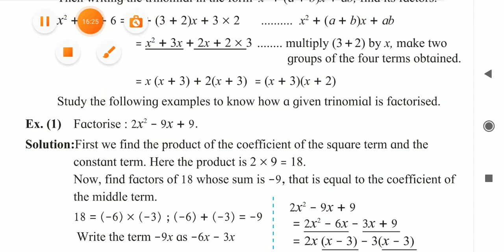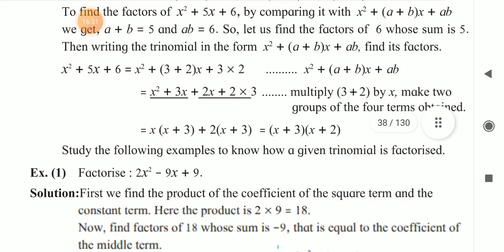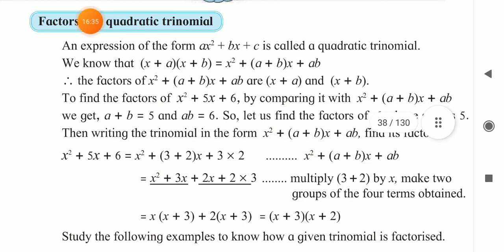We will see the next factorization in our next lecture, because on the first day we have to try so many examples. So today, all of you study the basics of these examples. Tomorrow we will see the next part.